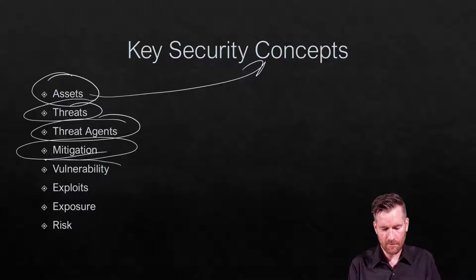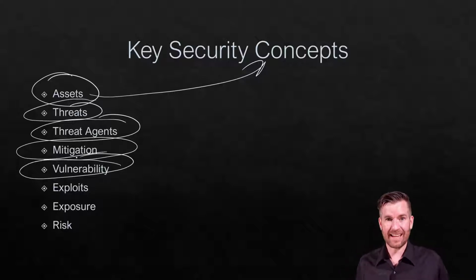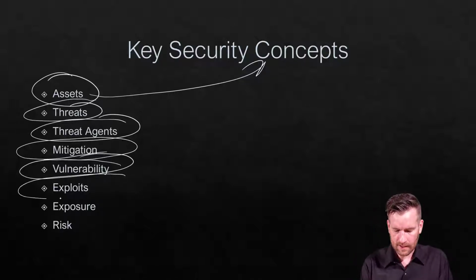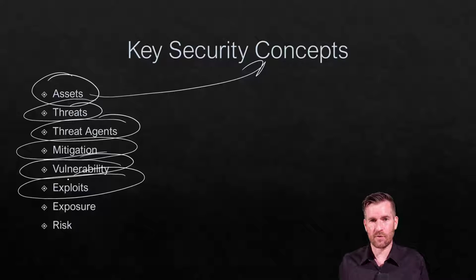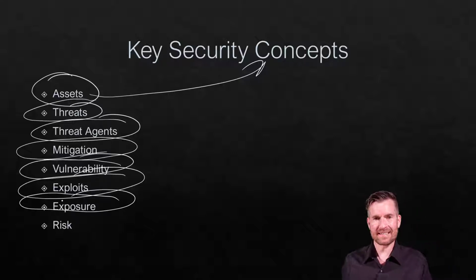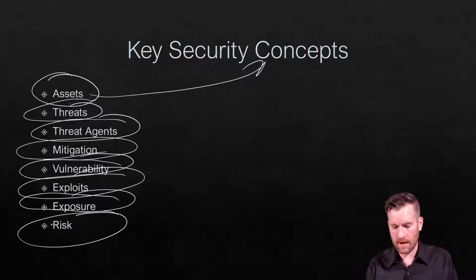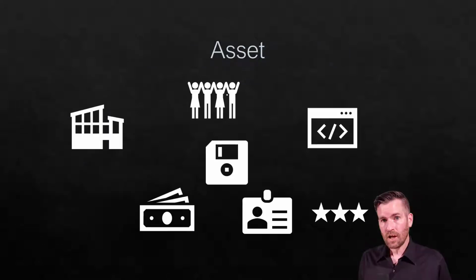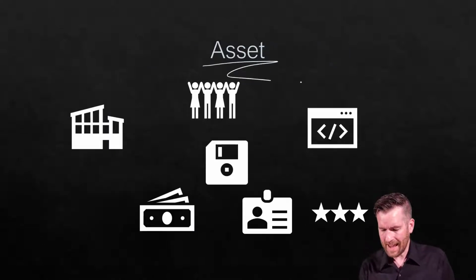We're going to talk about vulnerabilities. Different technologies have different vulnerabilities, and we'll talk about that. We'll talk about exploits and how those vulnerabilities can be exploited. We'll talk about what an exposure is and wrap it up with how we measure risk. So let's start by talking about what an asset is.